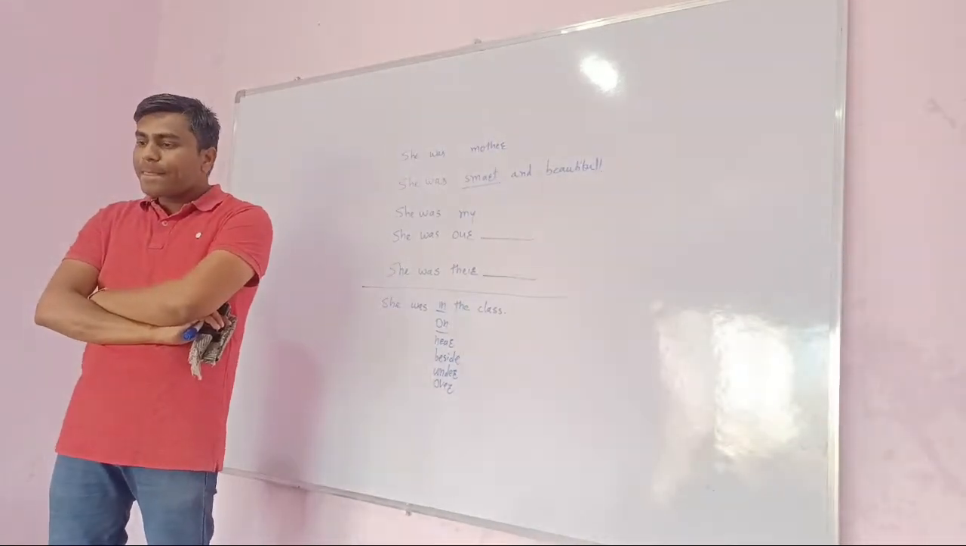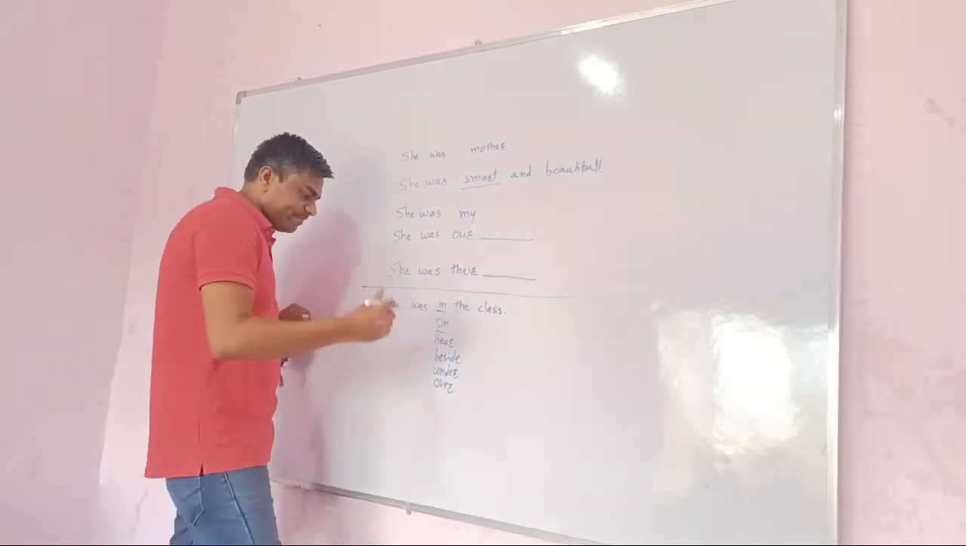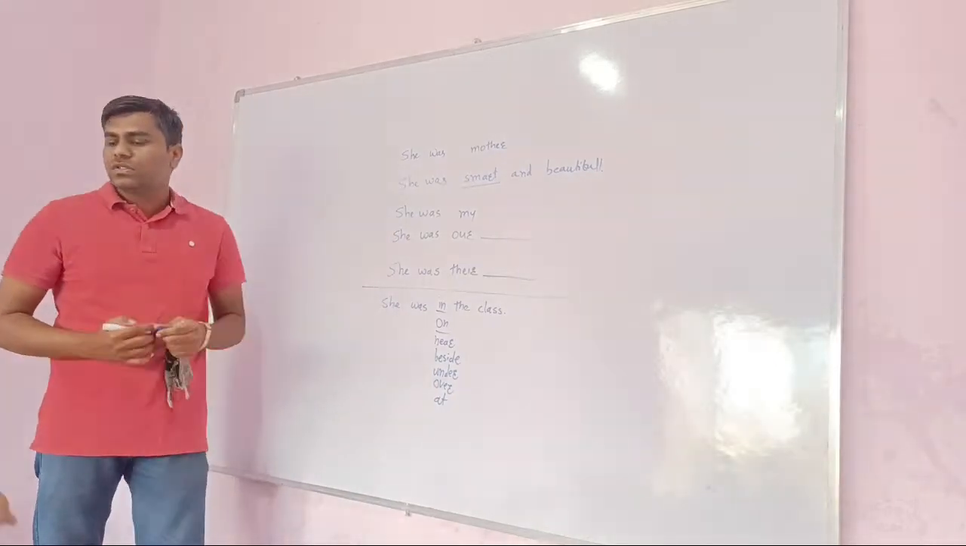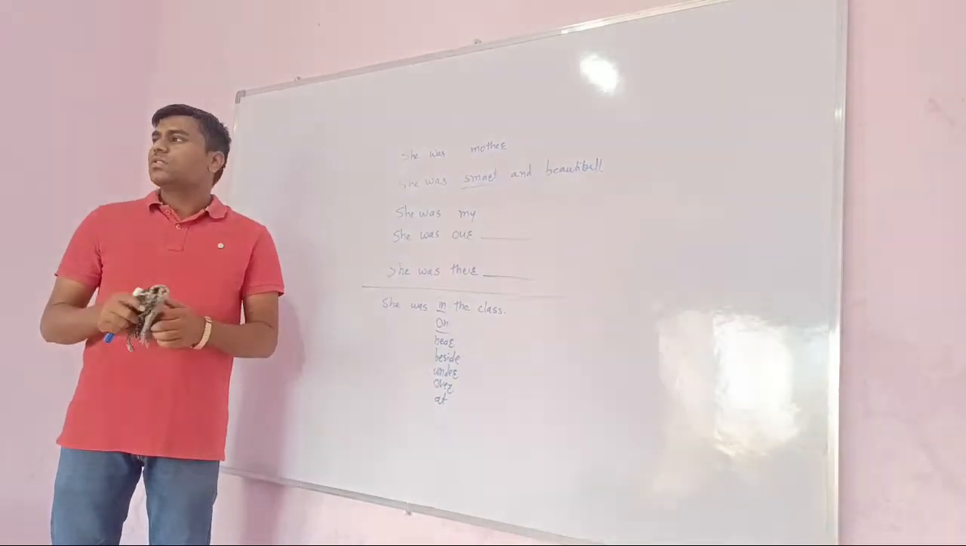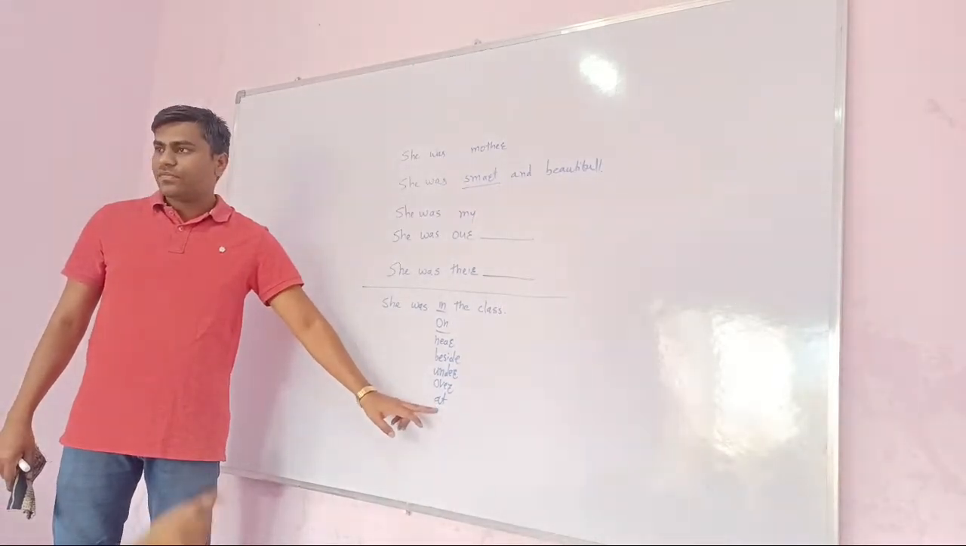She was over the airport. Yes. Use at. She was at the school. She was at the college. She was over the money. At. She was at the college.